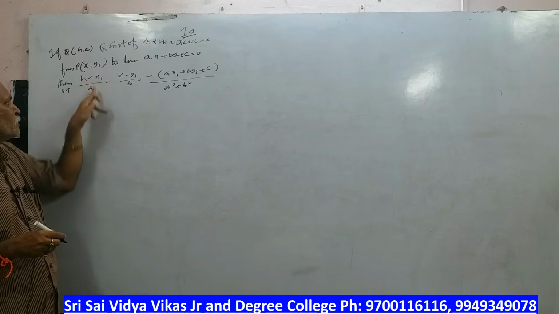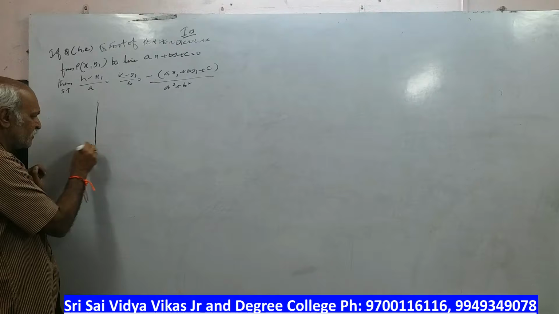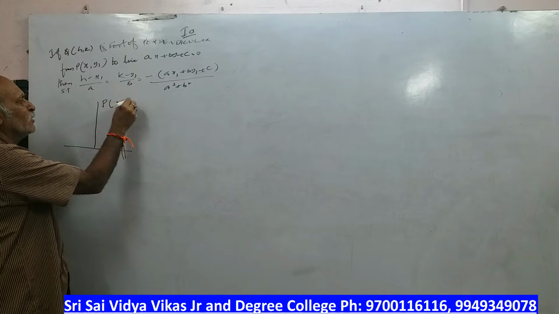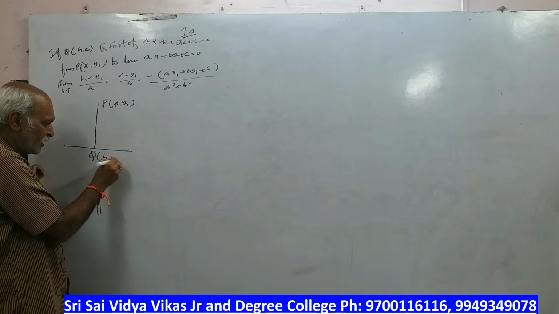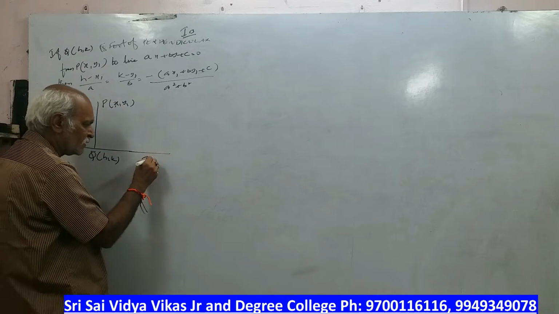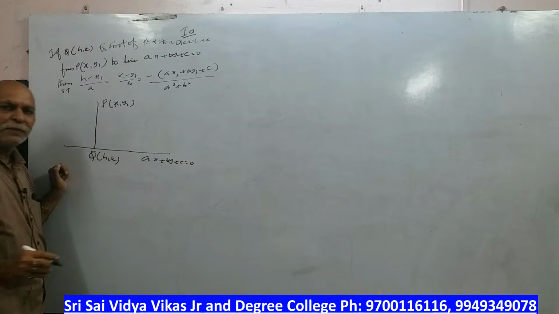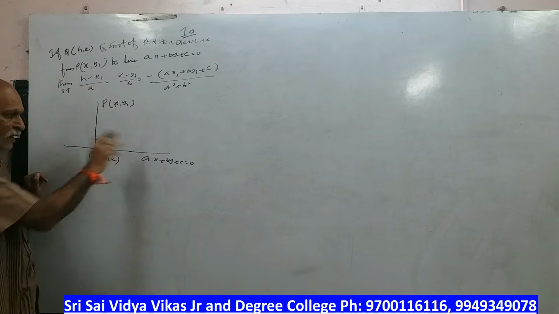You have to prove this, (h minus x1) by a, (k minus y1) by b. I am drawing the diagram. Please understand the meaning of the statement. Here P is (x1, y1) and Q is (h, k) and this is the line ax plus by plus c. Now this is what we got. Now you have to prove this using this diagram.